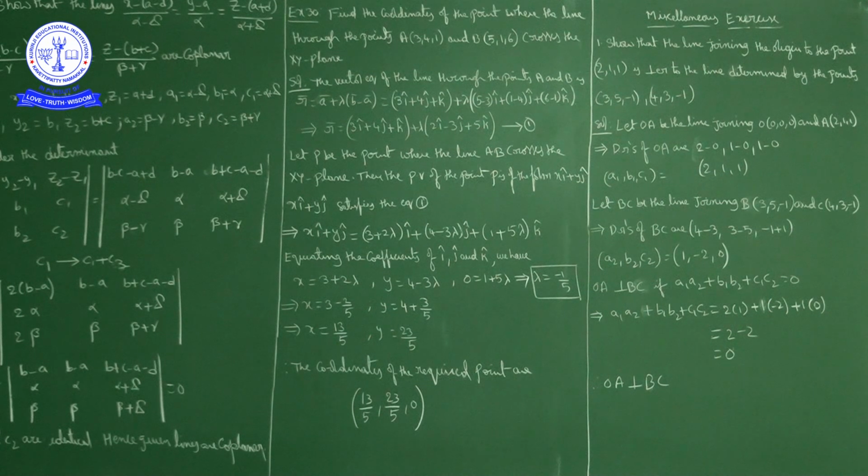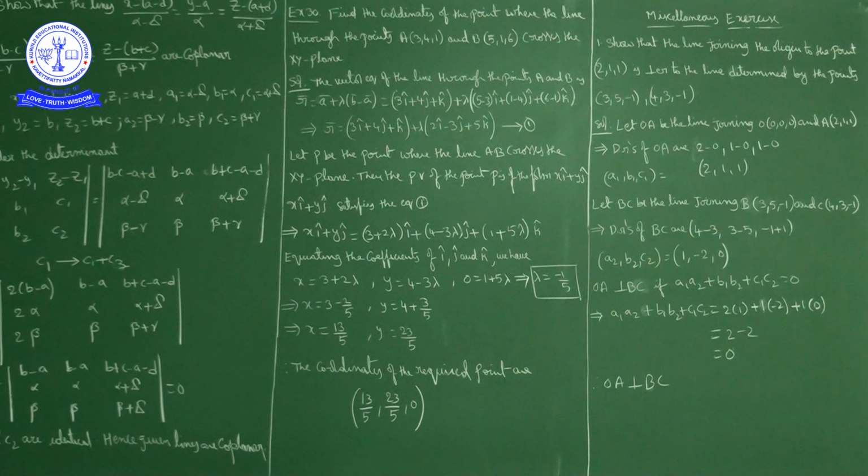Now with this we completed the miscellaneous example problems. Next we will discuss the miscellaneous exercise. Okay, first question: show that the line joining the origin to the point (2, 1, 1) is perpendicular to the line determined by the points (3, 5, -1) and (4, 3, -1). So what we have to show is, the line joining O and the first point, which you consider as A, OA is perpendicular to the line joining the points B, C. Okay, the OA line is perpendicular to the BC line.